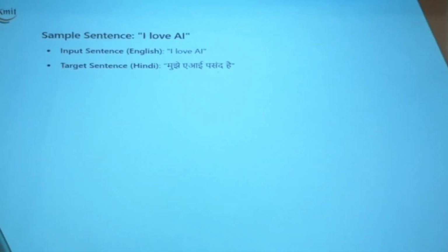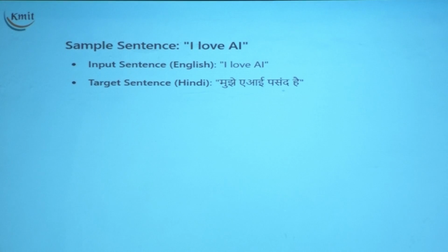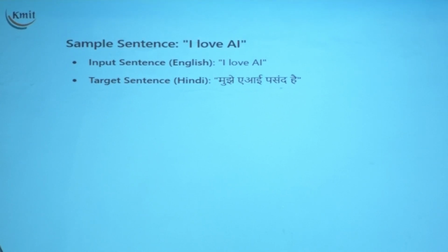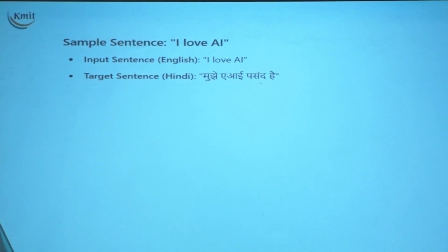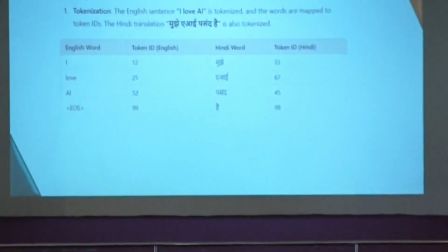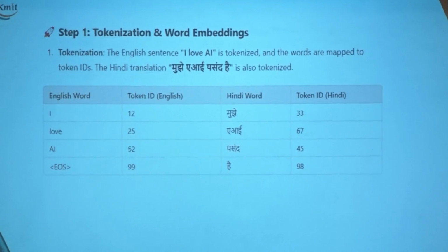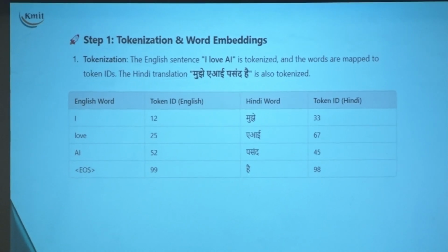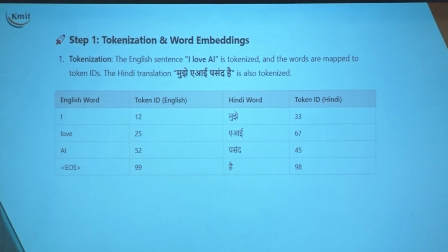So what is the sentence I have taken? I love AI, which is the input sentence or source sentence. What is the target sentence? मुझे AI पसंद है. So I am going to train my transformer with both, where I give my source sentence to the encoder block, and I give my target sentence as input to the decoder block. This is what we have seen. So first, I generate positions for all the tokens. When I say tokens, I have to generate the positions for both the source sentence and the target sentence. Why?